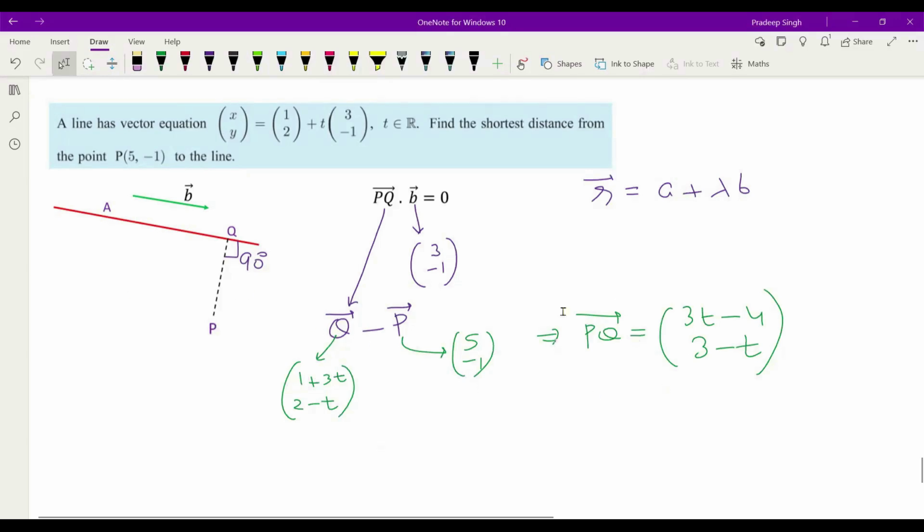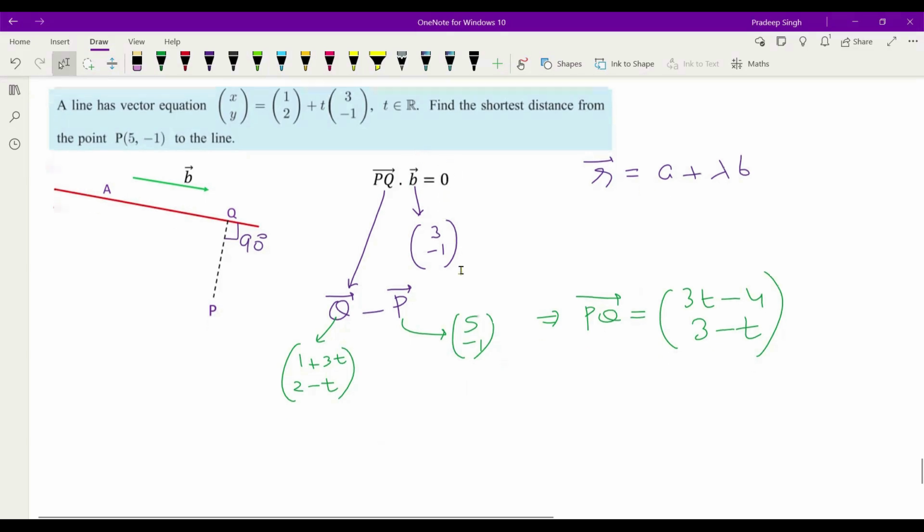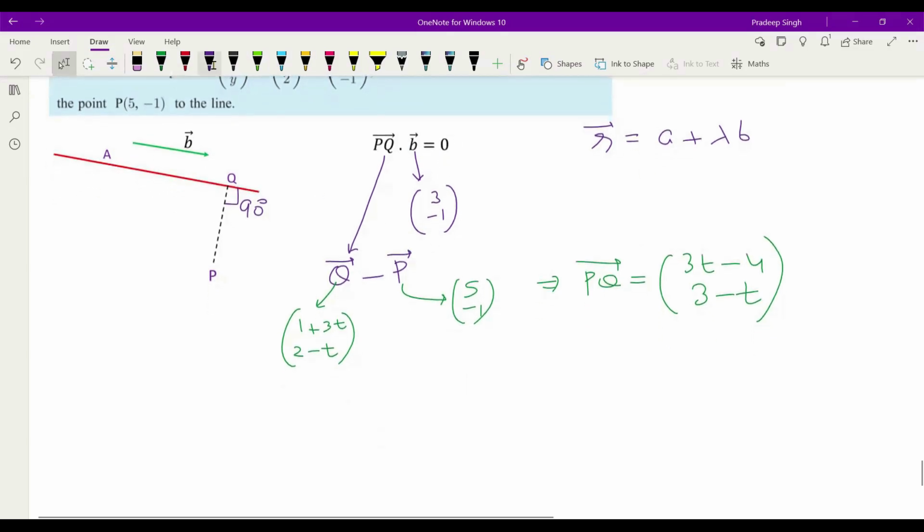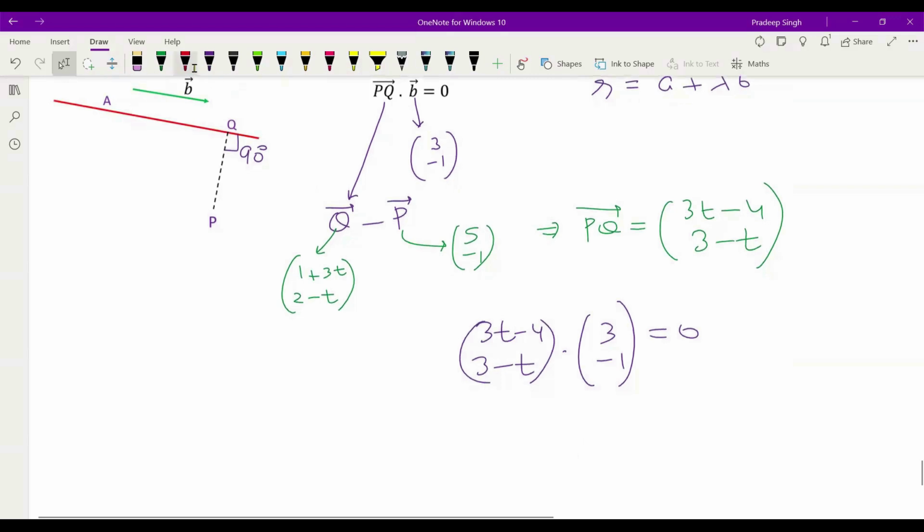Now we will take the dot product of the PQ vector and the B vector and put that equal to 0. So the PQ vector we found just now is (3t minus 4, 3 minus t). We'll take the dot with the B vector, which is (3, -1). So let's simplify this and put everything equal to 0. How do we find the dot product? The logic is simple. Just multiply the x components together, then the y components together, and then we add them.